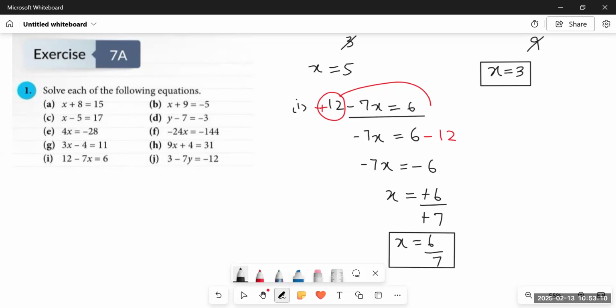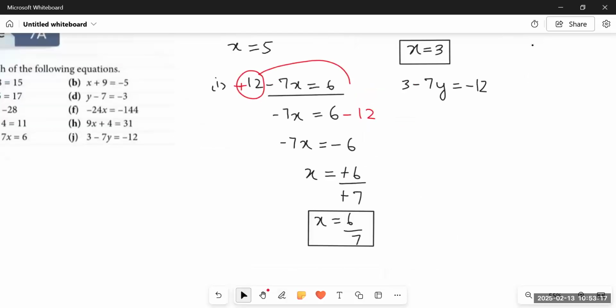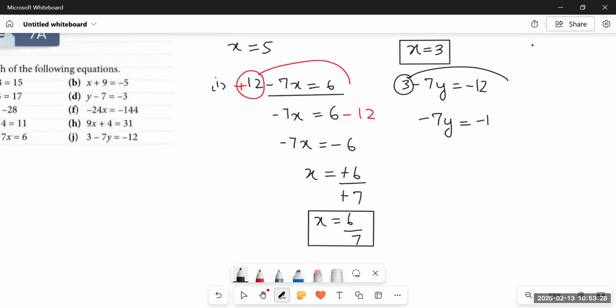Next, I have 3 minus 7y is equals to minus 12. Just follow the steps, and there you go. What I have to shift now is this 3. This 3 will be shifted to the other side. So I will keep minus 7y is equals to minus 12 as it is.